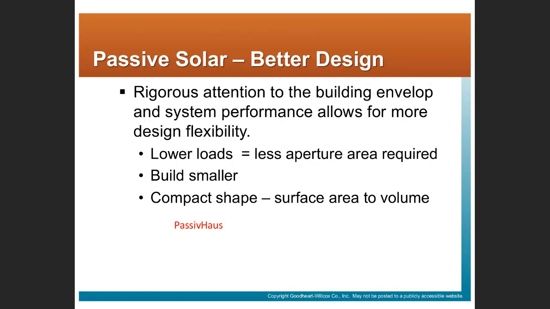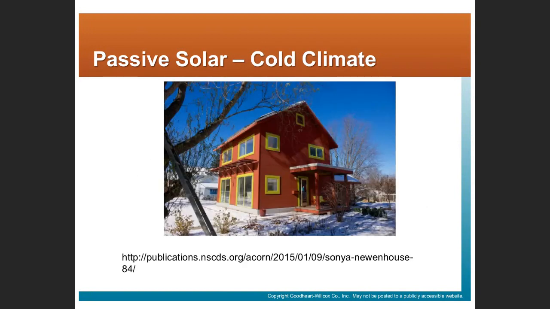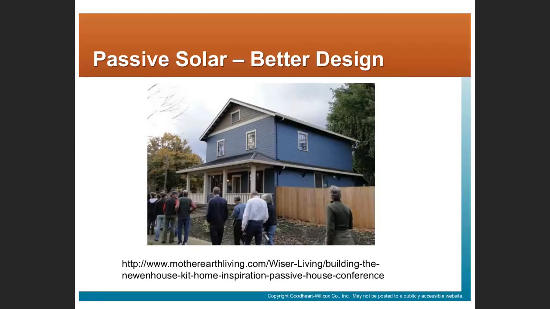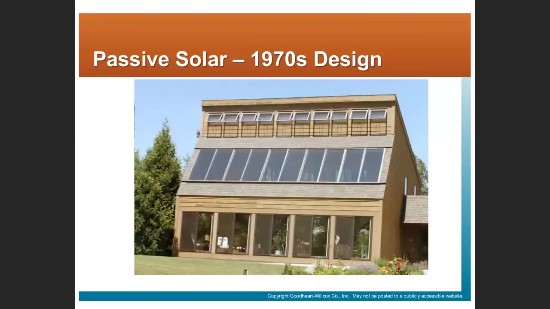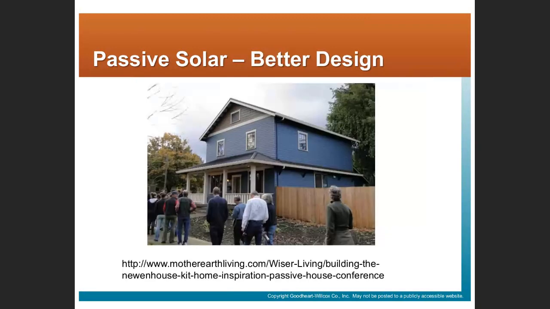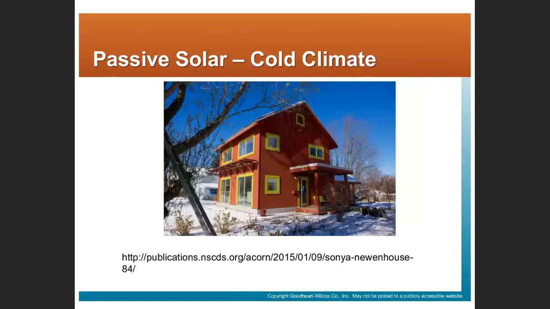So again, better design, rigorous attention to the building envelope, and system performance allows for more design flexibility, right? If we're rigorous about the building envelope, then the architect or the designer is again freed to make a beautiful looking, nice looking house, right? He or she can produce a design that looks like that, something that the architect can say, wow, I did a great job. I designed a beautiful house.